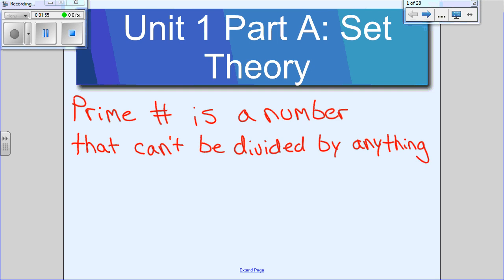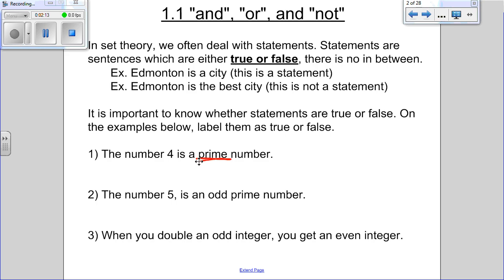Now, the math definition people of the world would probably kill me for saying that. It can't be divided by something, just only two things: 1 and itself. The best way to know it is a number that can't be divided by anything. So when you see a statement like the number 4 is a prime number, can you divide the number 4 by something? Yeah, by 2, right? So is this a true statement or a false statement? It's false. Perfect.